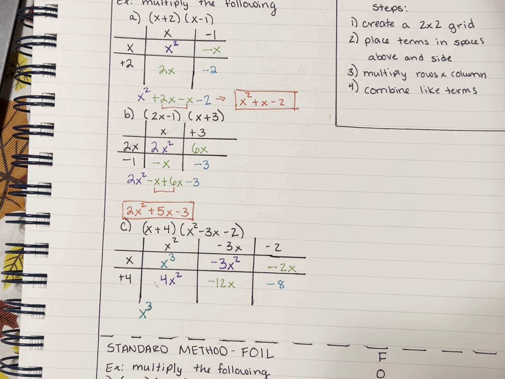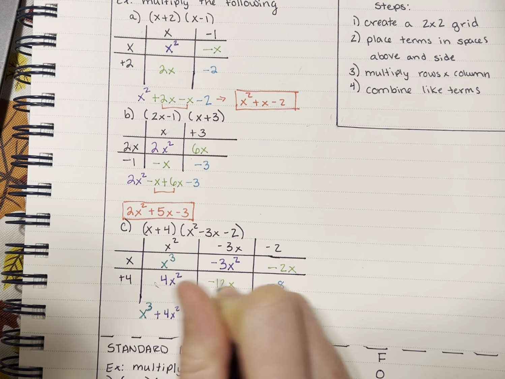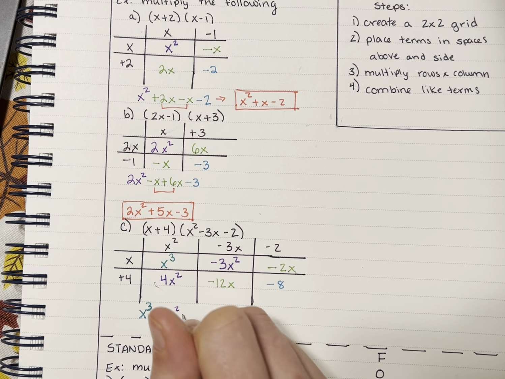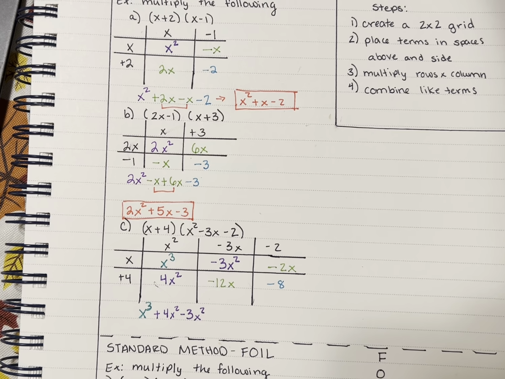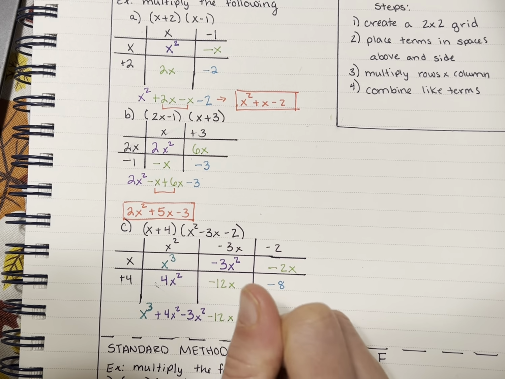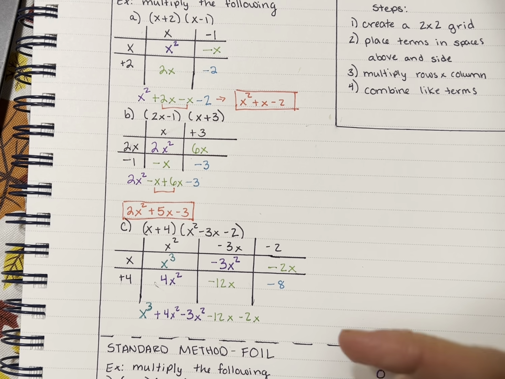I'm going to have to combine the 4x squared minus 3x squared. What I like about doing it this way also is that if you go by columns, it lines it up for you in the right order. It puts it in standard form for you, which is going to make your combining like terms easier. And then I have minus 12x minus 2x. It makes it easier because you don't have to look for anything. And then minus 8.